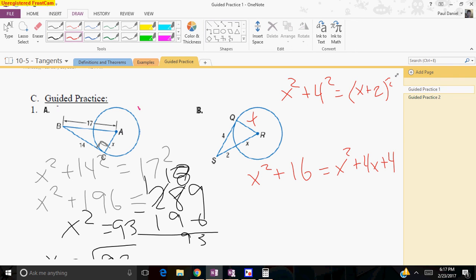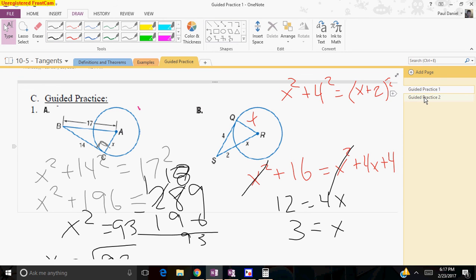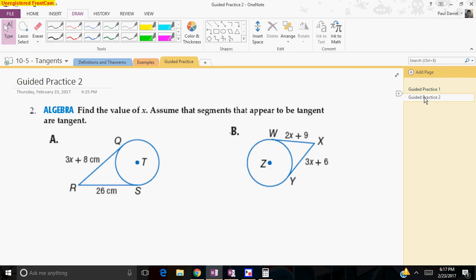Alright, so when I go through and subtract x squared from both sides, I'm going to get this. I'll subtract 4 from both sides and get 12 is equal to 4x, or x is equal to 3. Okay, that feels good, right? Hopefully you did really well on that one. Alright, let's go down to the second guided practice and take a look at it.